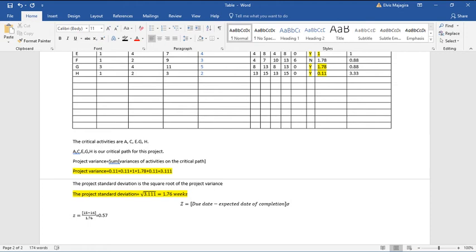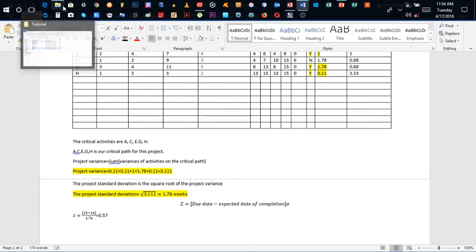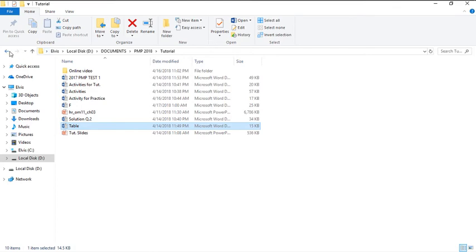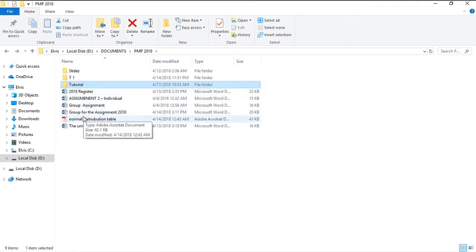Now this is not the probability that the project will finish on or before 16 weeks. No. After getting this answer here, we go to our normal distribution table. Okay, sorry, I did not open it. There it is.